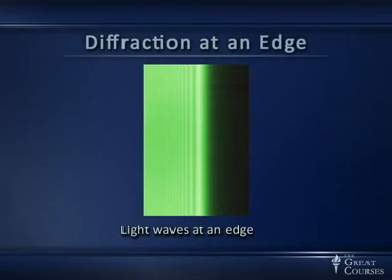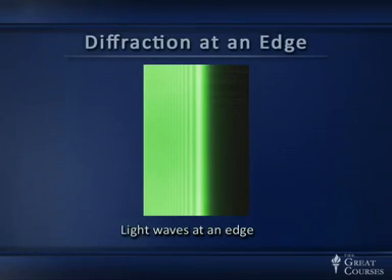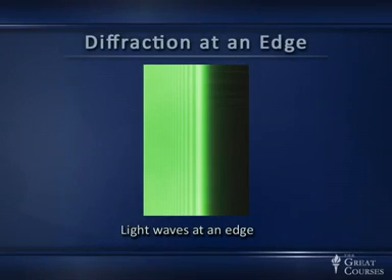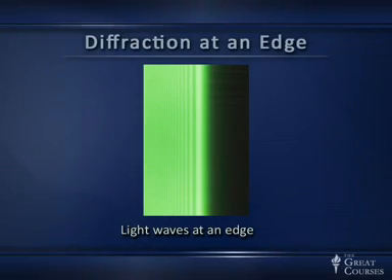And you see the edges on the left where it's completely black, but instead of a sudden cutoff where it's either dark or light, you get these interference bands as the waves coming by the edge are interfering with each other as they go in slightly different directions. That's diffraction at an edge.